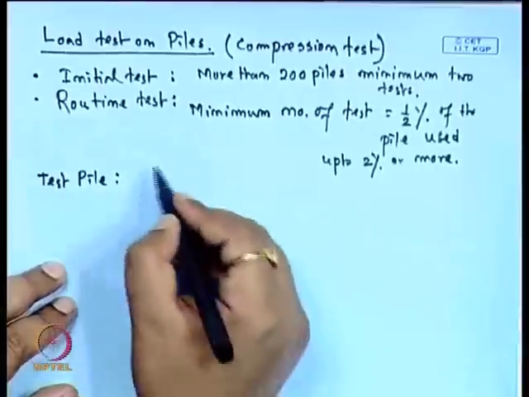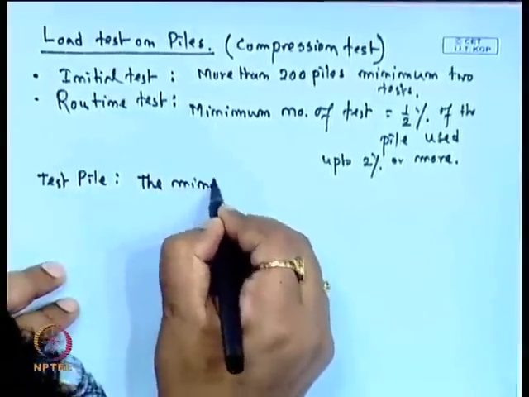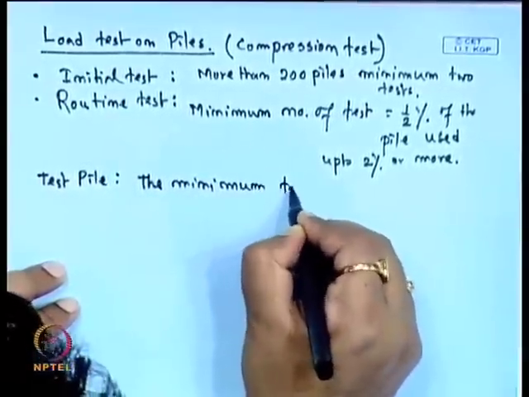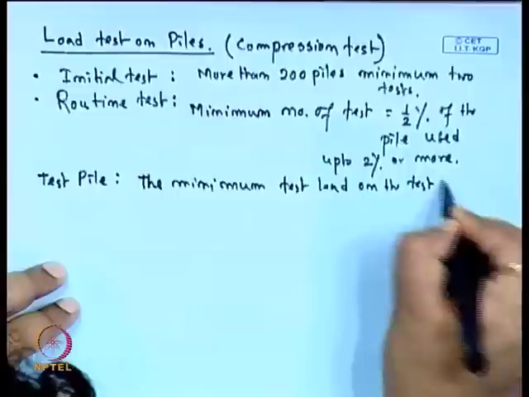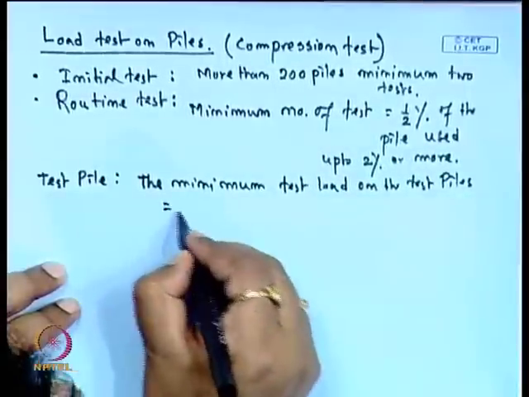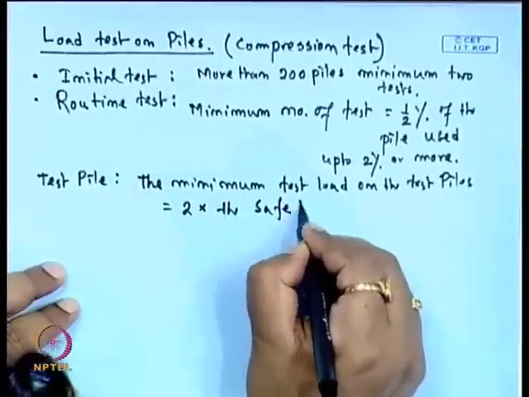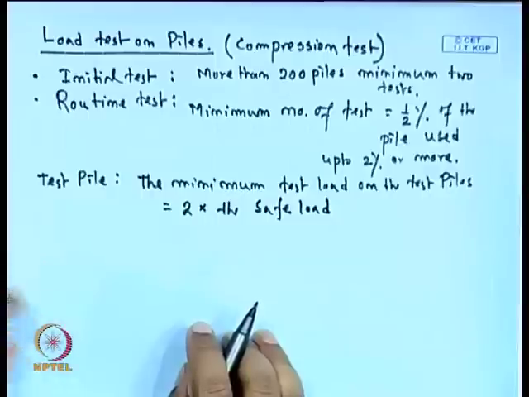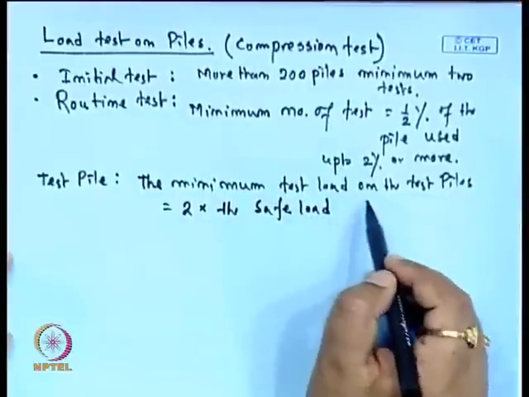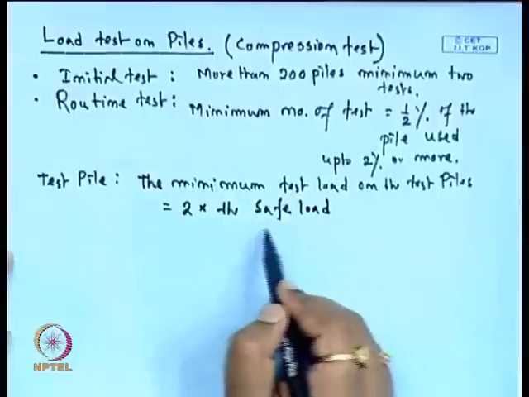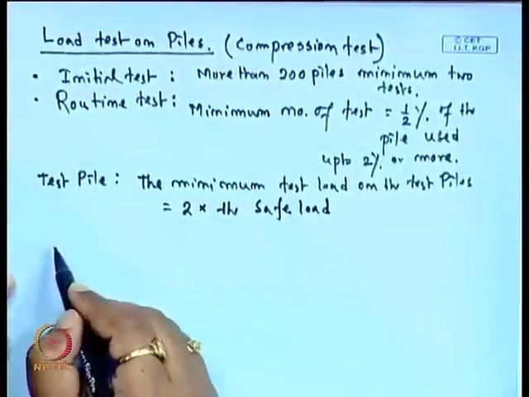Now, the minimum test load on the test pile is equal to 2 times the safe load. The minimum test load on the test pile is 2 times the safe load. So, this safe load we can determine by using the static expression that I have already explained.